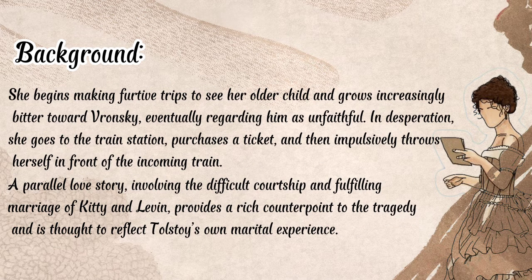She begins making furtive trips to see her older child and grows increasingly bitter toward Vronsky, eventually regarding him as unfaithful. In desperation, she goes to the train station, purchases a ticket, and then impulsively throws herself in front of the incoming train. A parallel love story involving the difficult courtship and fulfilling marriage of Kitty and Levin provides a rich counterpoint to the tragedy and is thought to reflect Tolstoy's own marital experience.